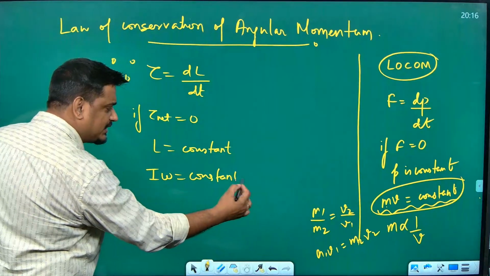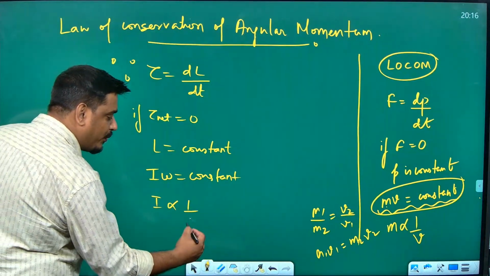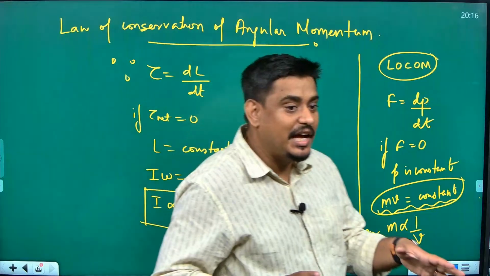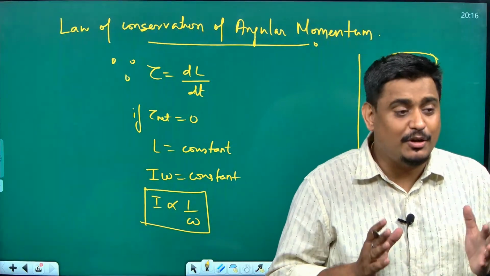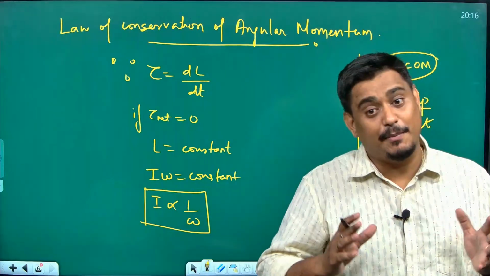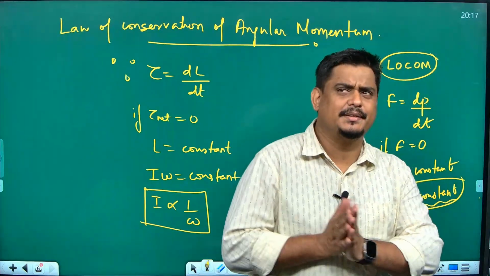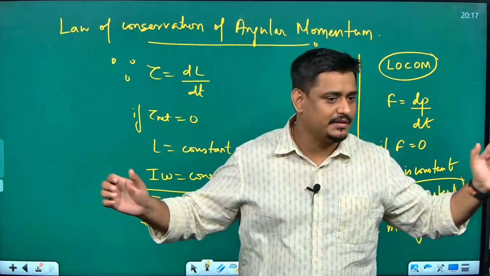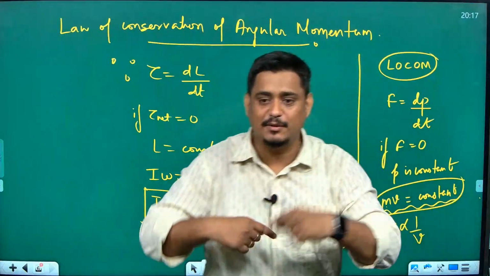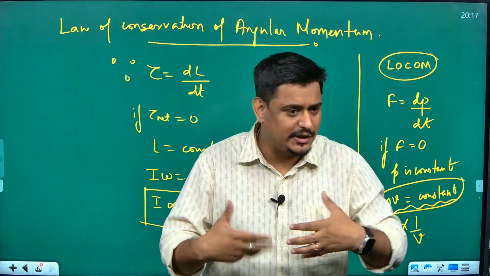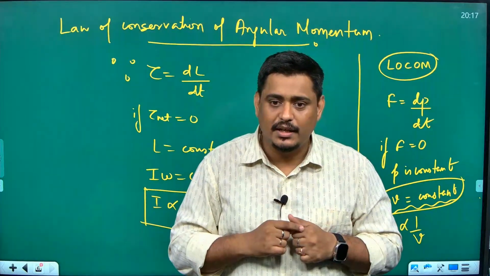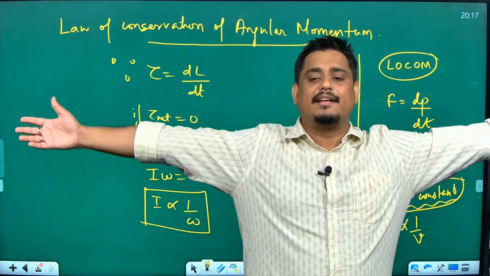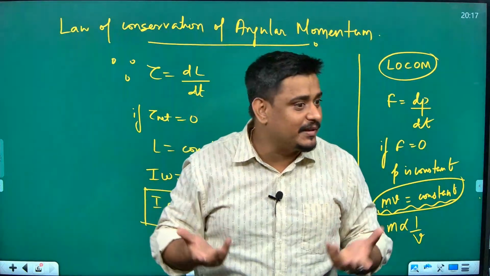You know how important this is? I is inversely proportional to omega. It means if the moment of inertia is bigger, angular velocity will be smaller. If moment of inertia is smaller, angular velocity will be bigger. Have you ever seen circus dancers? They dance on one leg and rotate very fast. When they are rotating very fast, they make their body small. And when they want to put a brake, they expand their hands and legs to make their moment of inertia bigger.